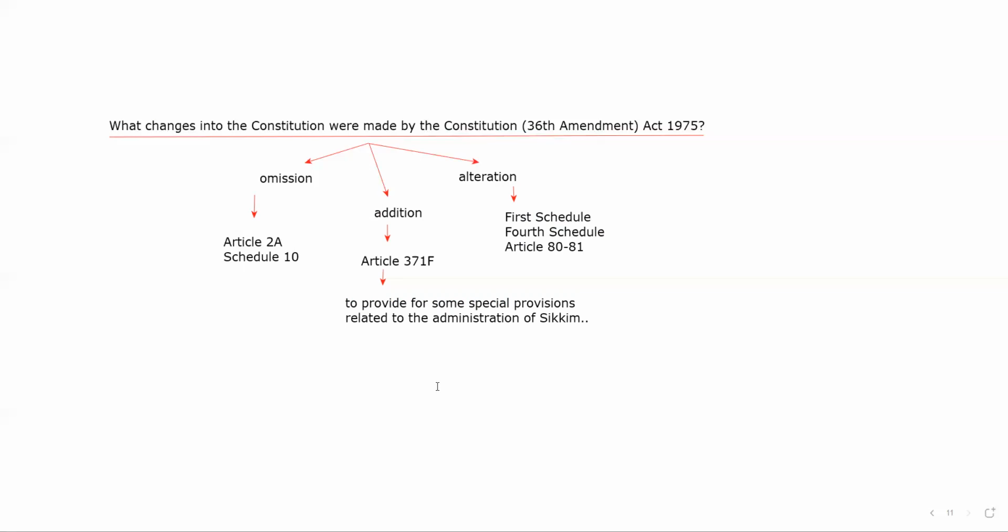Then we discussed the case of Puducherry, the merger of the two union territories of Dadra and Nagar Haveli and Daman and Diu, and the case of Sikkim also. All these things we have discussed, about the 35th amendment and the 36th amendment also. I hope you must have enjoyed the lecture today. So now I'm concluding the lecture. See you tomorrow.